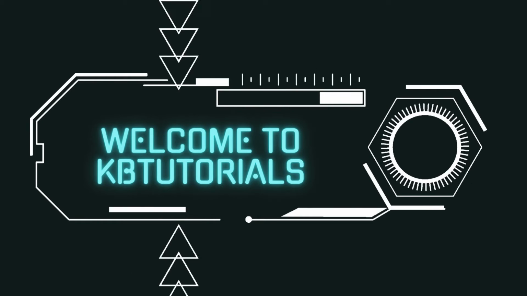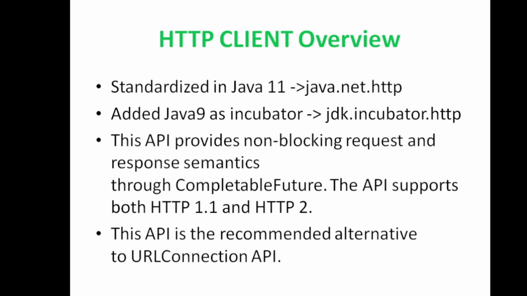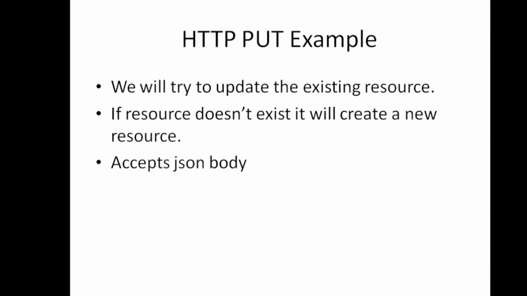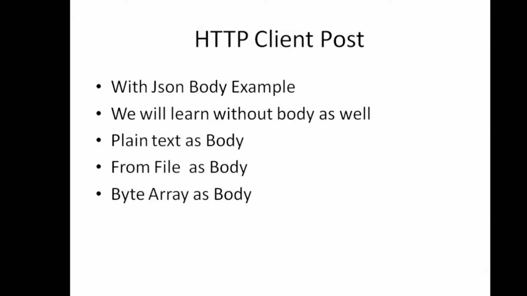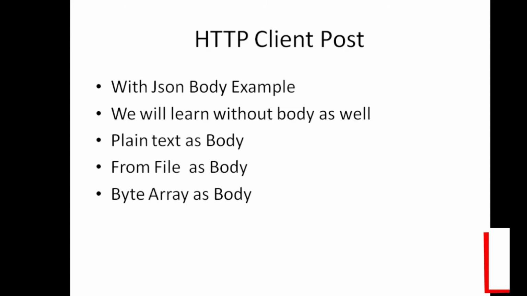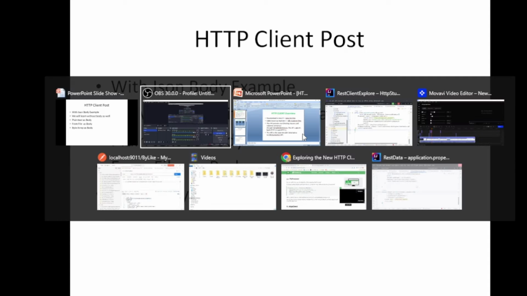So we are continuing our discussion in HTTP client, and we have been implementing get call, post call, put and delete as well. As part of post itself, we have implemented how we can send JSON body, how we can implement a post without a body, and how we can send request body as a plain text and also from the file. Now we are going to see how we can handle post call when we are sending request body as a byte array. Okay, how we can do that, this last step that we are going to see.